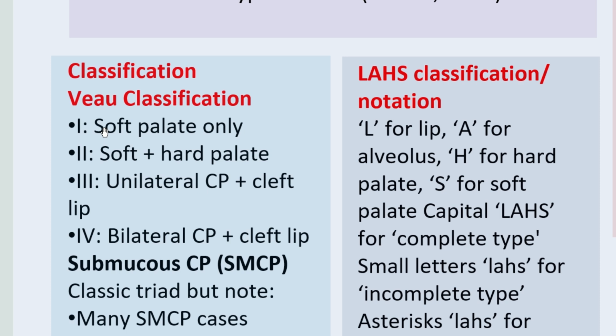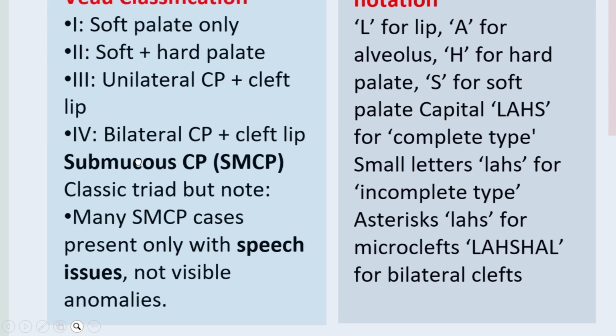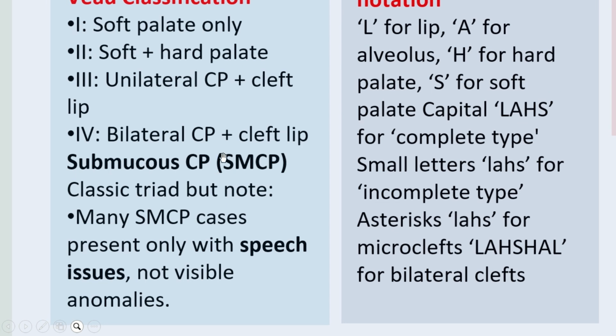And type 4 is when we have a bilateral cleft palate and cleft lip, that is the VO classification. Then we can also have what we call a submucous cleft palate, and this one has its own classic triad. Many submucous cleft palate cases are going to only present with speech issues and no visible abnormalities. So examine the palate, there is no visible cleft, but it is because it's submucous, it's inside there.